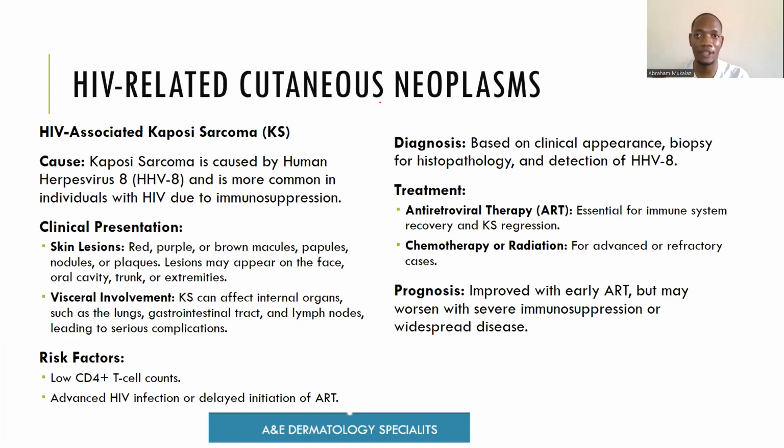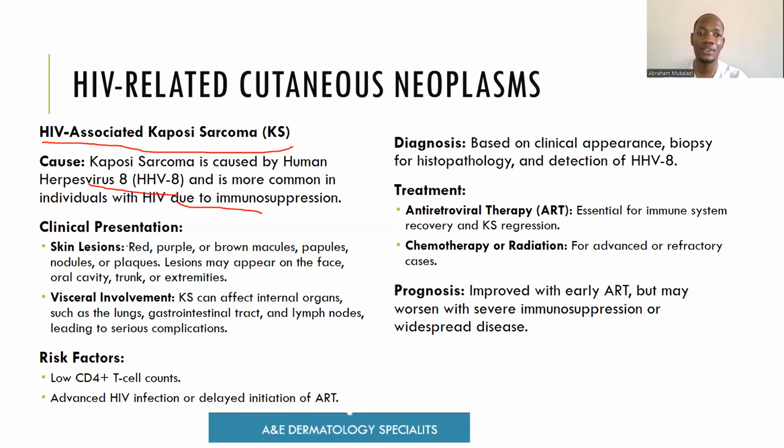So we go now to the HIV-associated cancers or neoplasms. So we have Kaposi sarcoma, which is HIV-associated. This is very common, and it is linked to infection with human herpesvirus 8. It is very common in individuals who are living with HIV, which brings about the immune suppression.